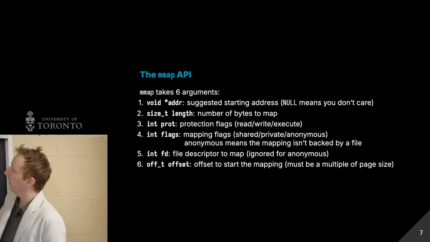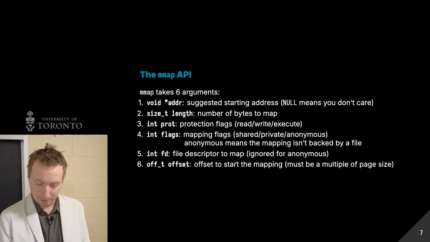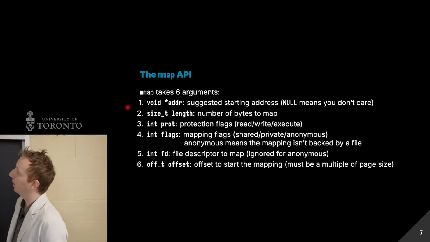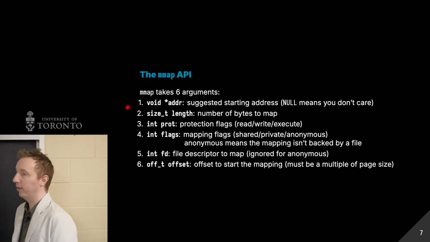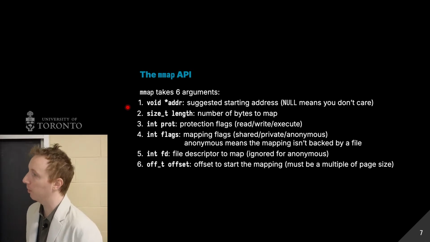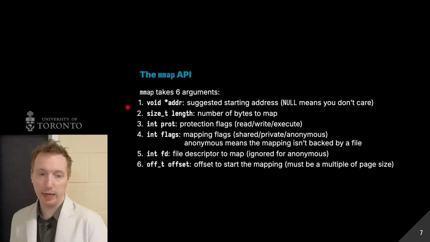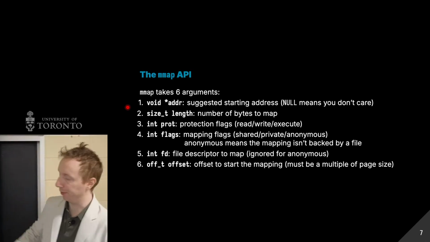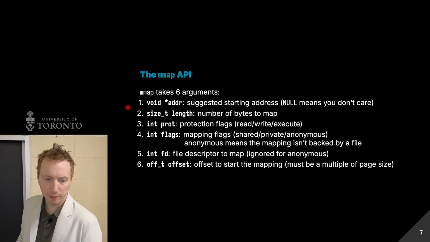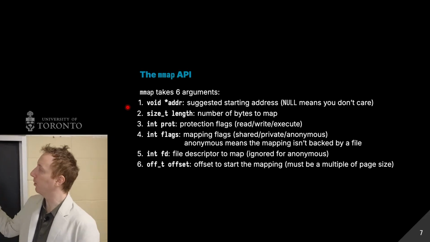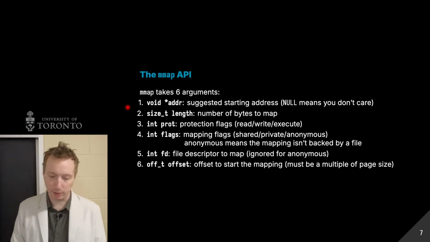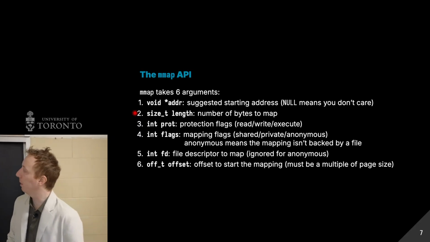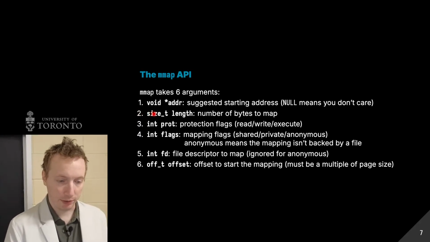So the mmap API is a bit large. It takes 6 arguments. The first argument is the suggested starting address. If I cared about what virtual address I got back, I could say, hey, please give me this virtual address because I like it. Or you can use that to do all sorts of fancy things. But null just means you don't care. In this case, I don't care what virtual address I get back. The next argument is the number of bytes to map, a size_t.